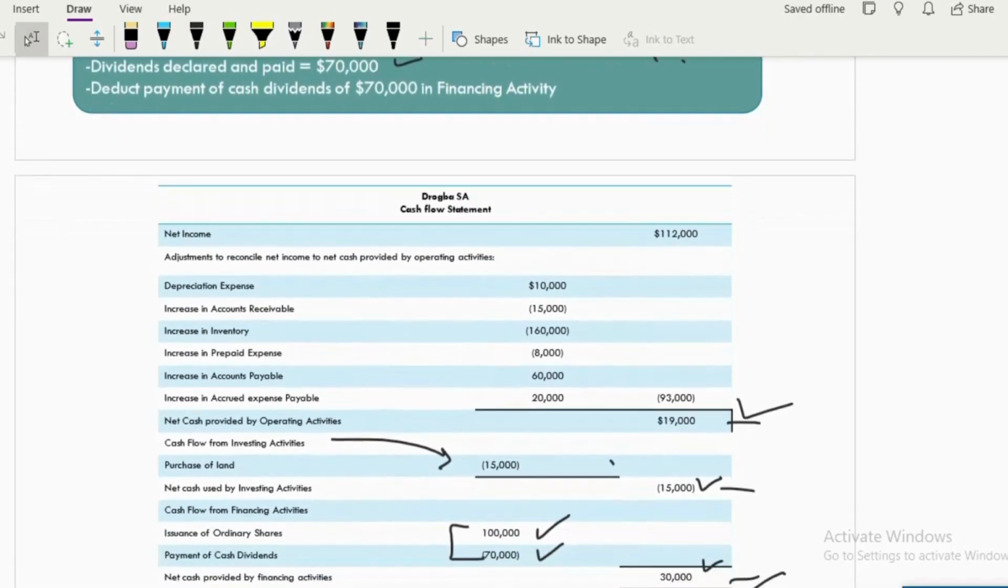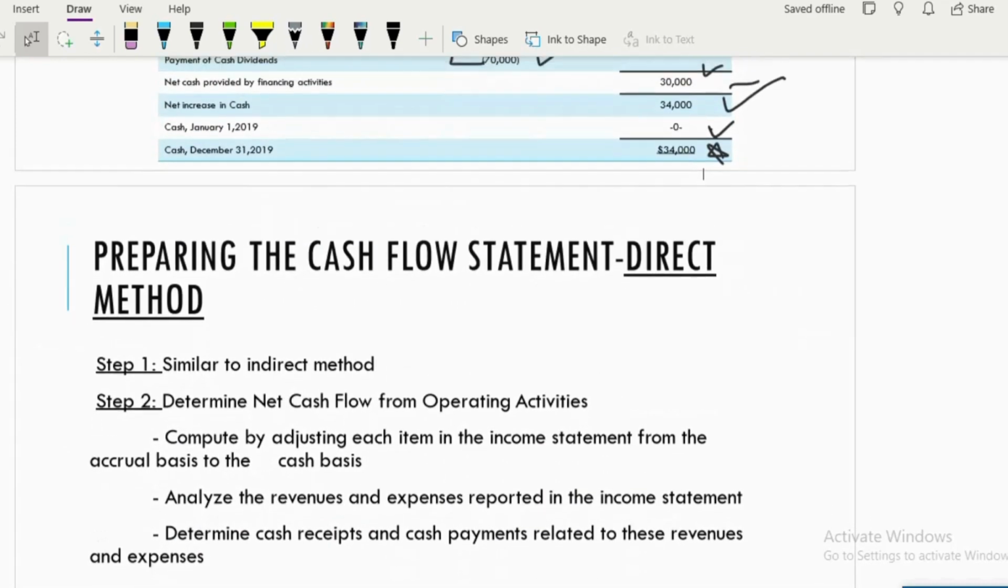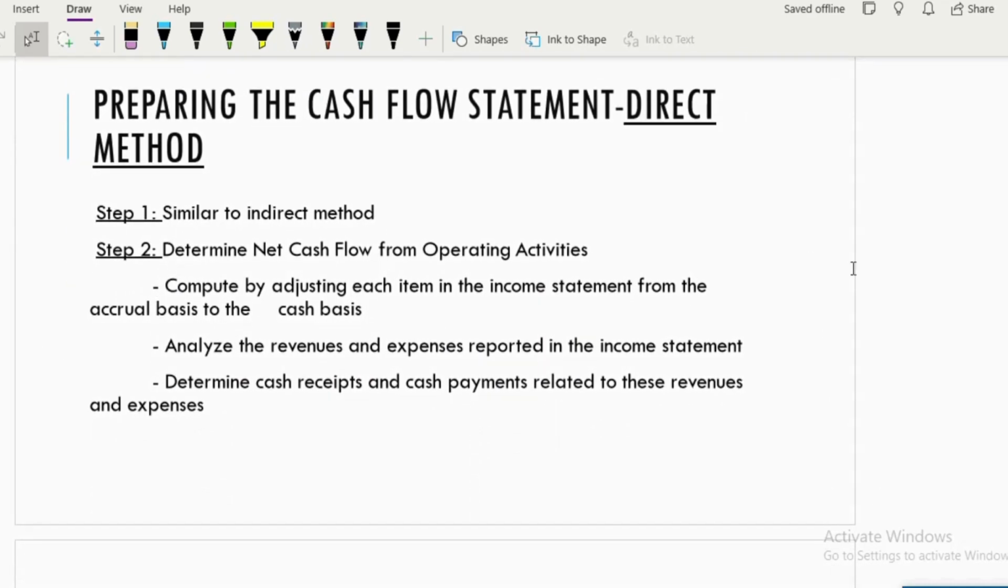Let's check how the cash flow statement is different by using the direct method. The direct method is similar to the indirect method, like we start from the operating activity section, but we do not take the net income. We compute the adjustment of each and every item in the income statement from the accrual basis to the cash basis. We will analyze all the revenues and all the expenses reported in the income statement, and we will check how much is cash and how much is non-cash. So we will only be reporting the cash basis, and then all the cash payments and the cash receipts will be very clear.